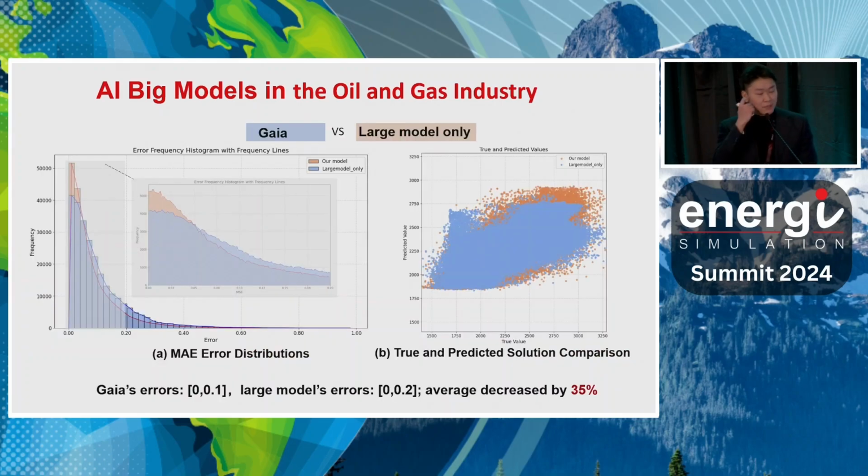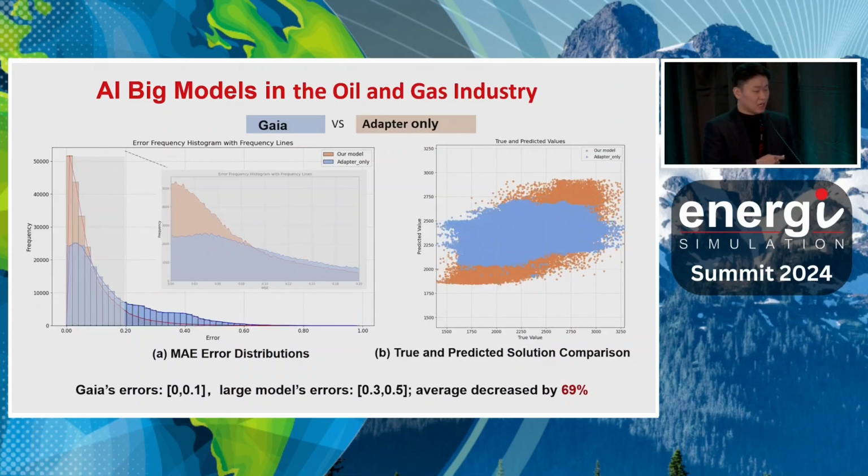When comparing to the large model only, our Gaia model shows the MAE error centered in lower values, with an average error decrease of 35%, which means the adapter part in our model is very important. It can improve our model accuracy. And when compared to the adapter-only model, the average error decrease is around 70%, which means the large model part in our Gaia model is very significant.